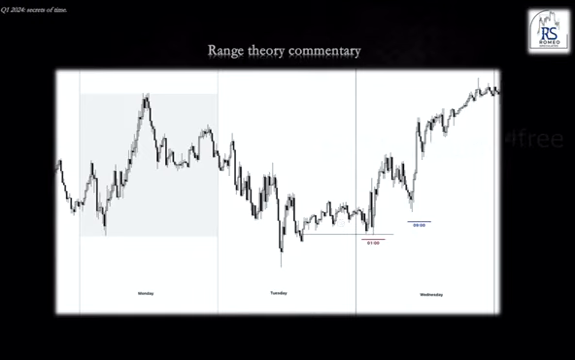Therefore, we can safely assume that Wednesday will take out Monday's high, or even Thursday. If there's a news event which will restrict Wednesday, then Thursday will take out Monday's high. That is how you also extract a directional bias on one time frame.